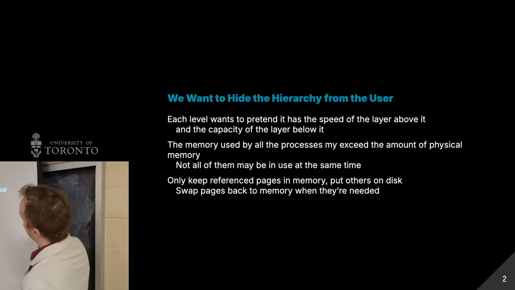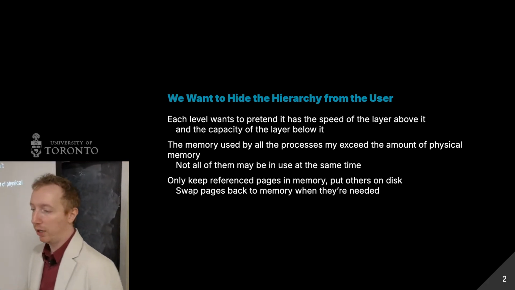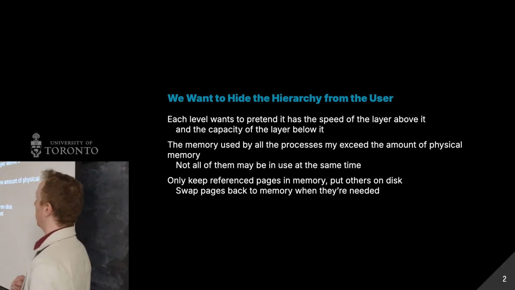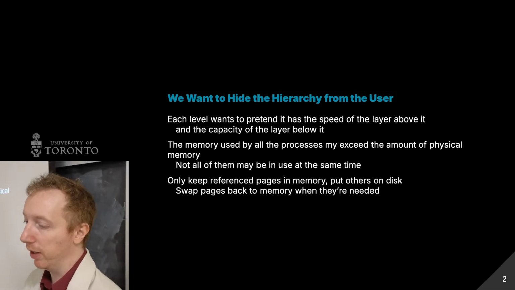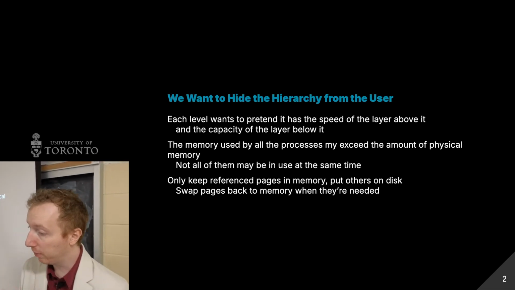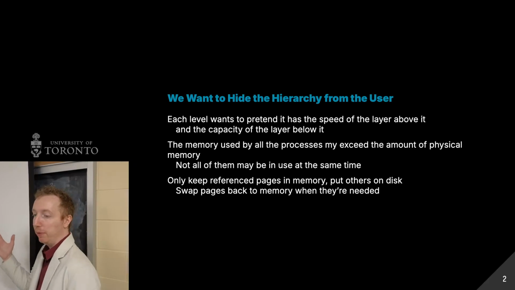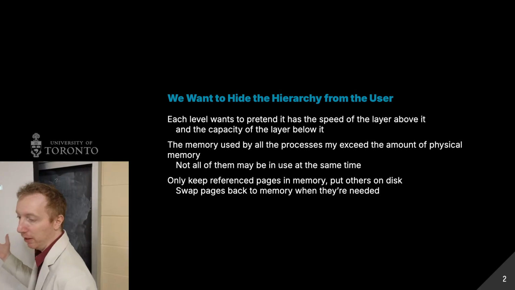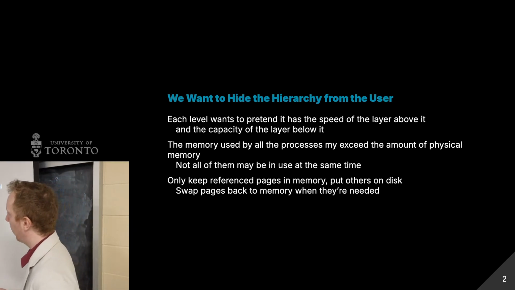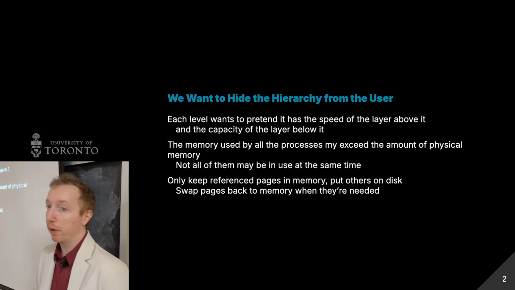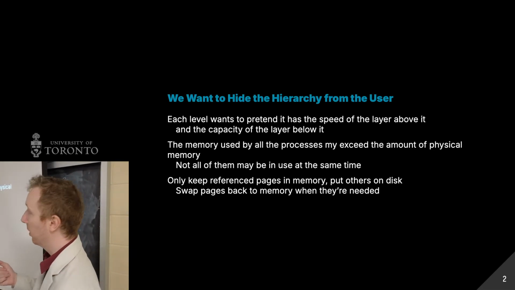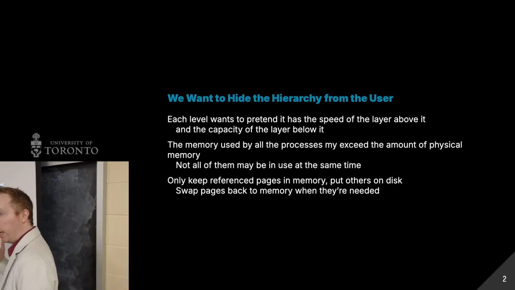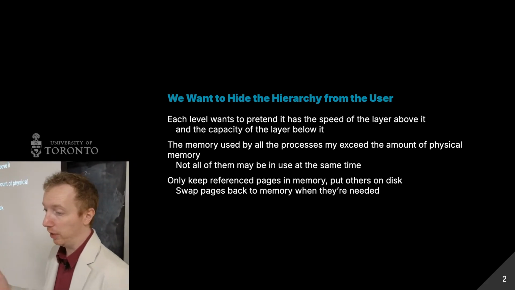But the whole goal of this is we want to hide this hierarchy from the user. So each level wants to pretend it has the speed of the layer above it and the capacity of the layer below it. That means if we're doing it for memory, we want the memory used by all processes to actually exceed the amount of physical memory we have. Because we can take advantage of the fact that not all of them are going to be in use at the same time. So we can only keep pages in memory if they're actually being used.